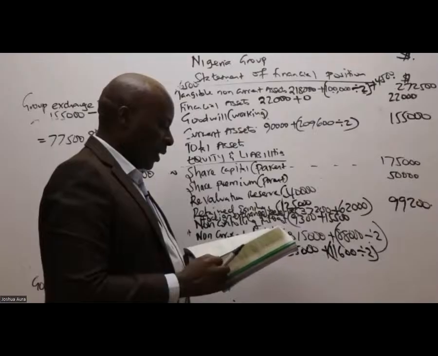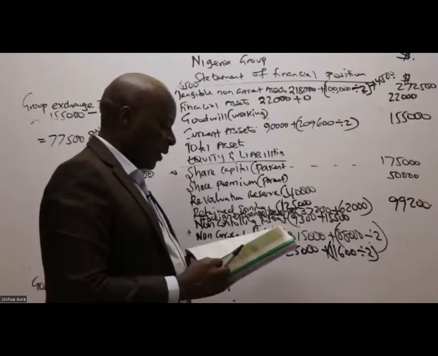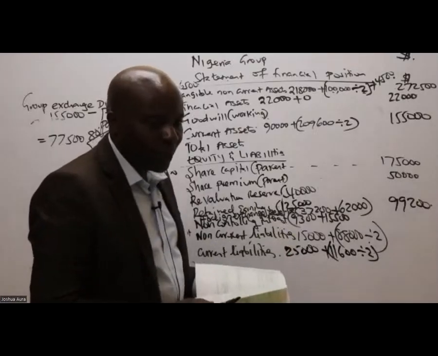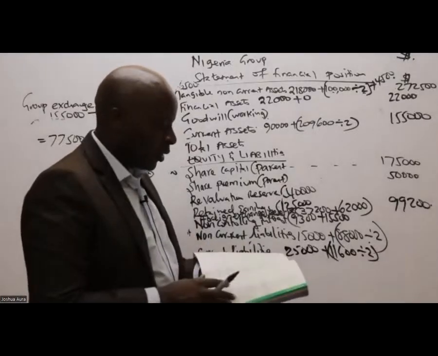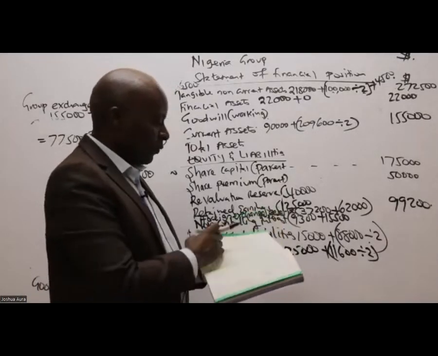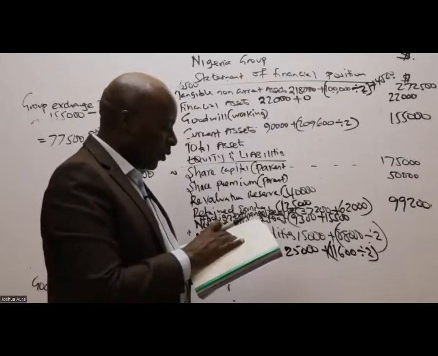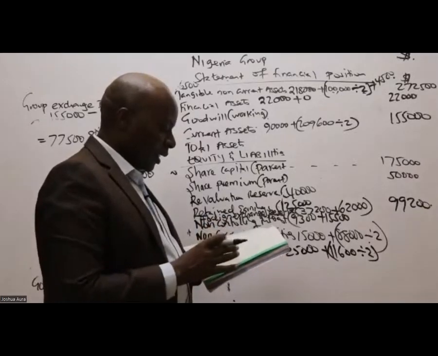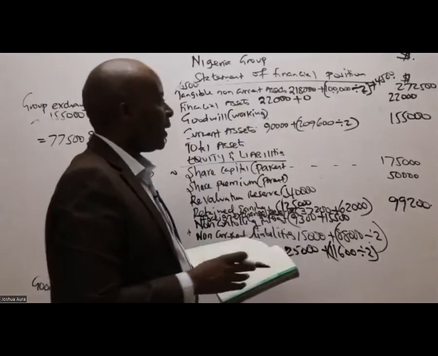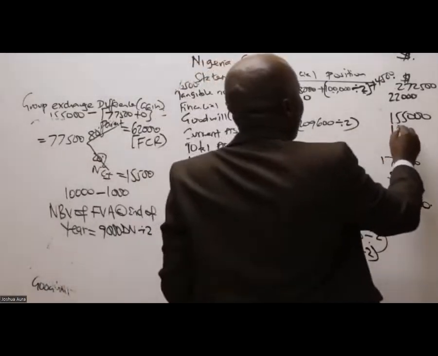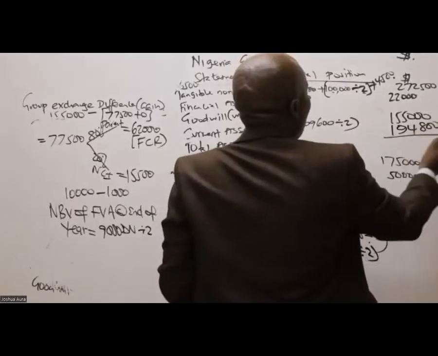Is there somebody who is able to give us the current assets? 194, they say it is 194,800. Current assets is 194,800. So come and give me the total.